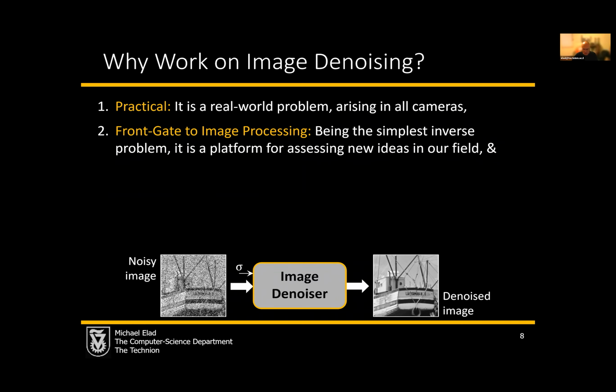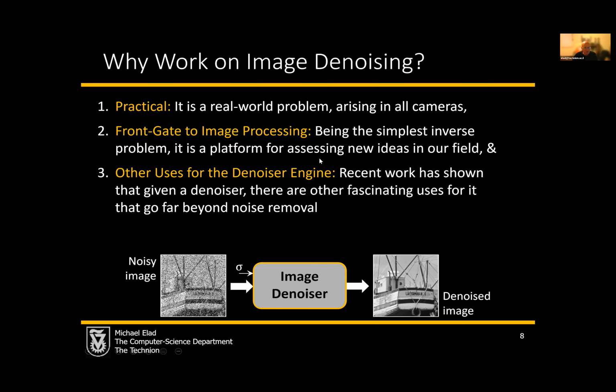Another reason, the reason of scientists, is the idea that image denoising is in fact the front gate to our field. Anytime anyone brings a new idea to image processing, this is probably the first station to check whether your idea works for denoising. If it does, then you have a case to proceed with. So this is the simplest inverse problem, and therefore a great platform to assess all sorts of ideas.